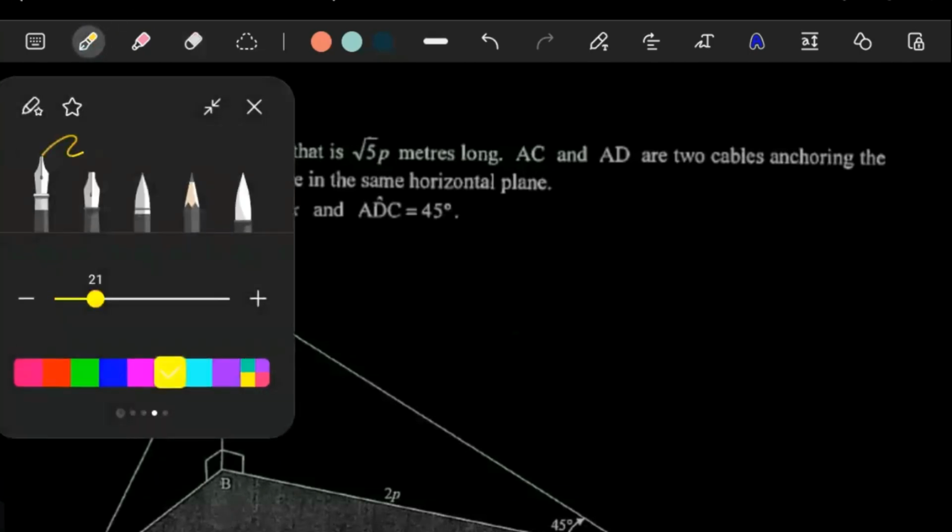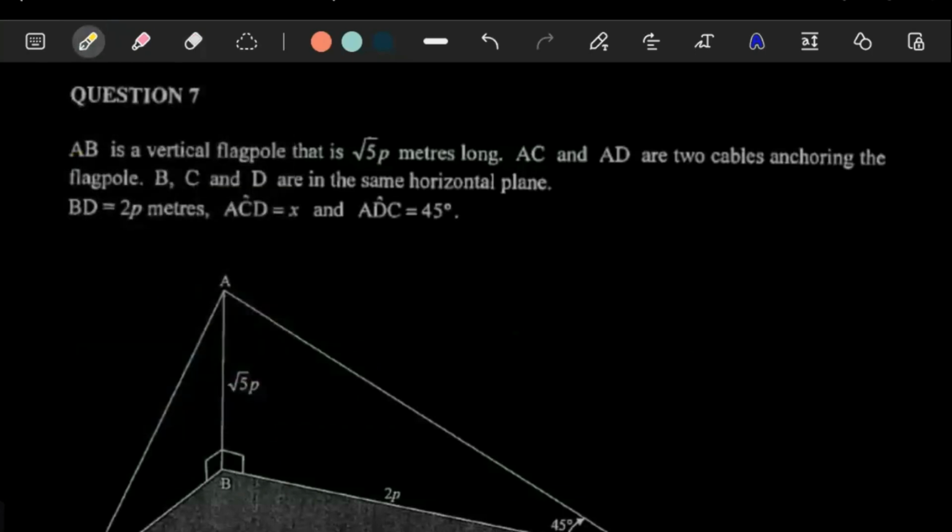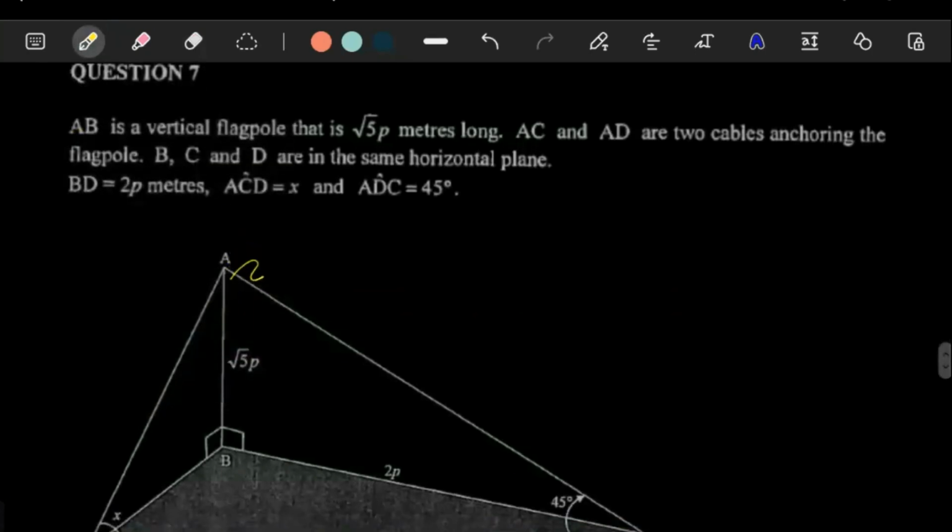But anyways, it says here, A is a vertical flagpole. So we have A over here. And then what? So there's A over here, right?